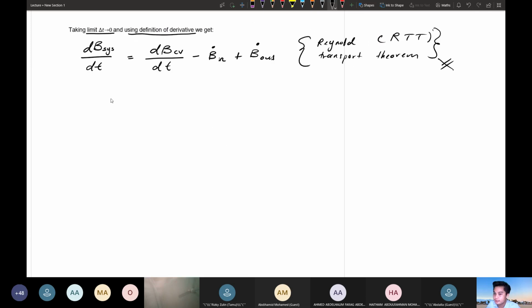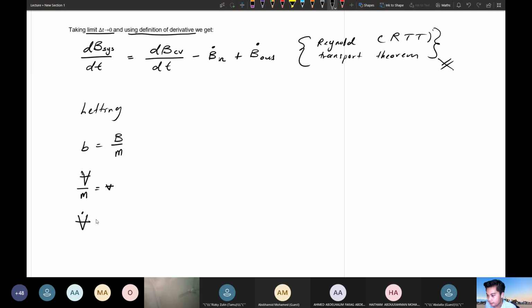So letting small b equal to B over m. Remember that anything divided with m, the mass, will be the small letter. For example, the volume. When you divide the volume with mass, you will have the small v. I believe you learned this during thermodynamics. Anything divided with mass, it is small.